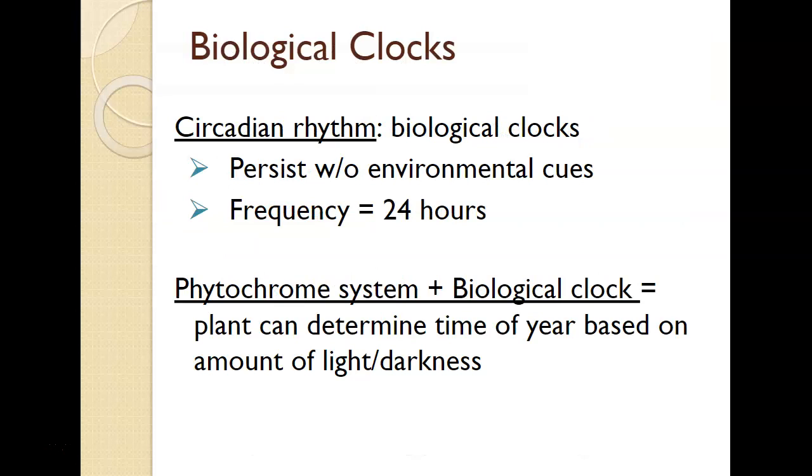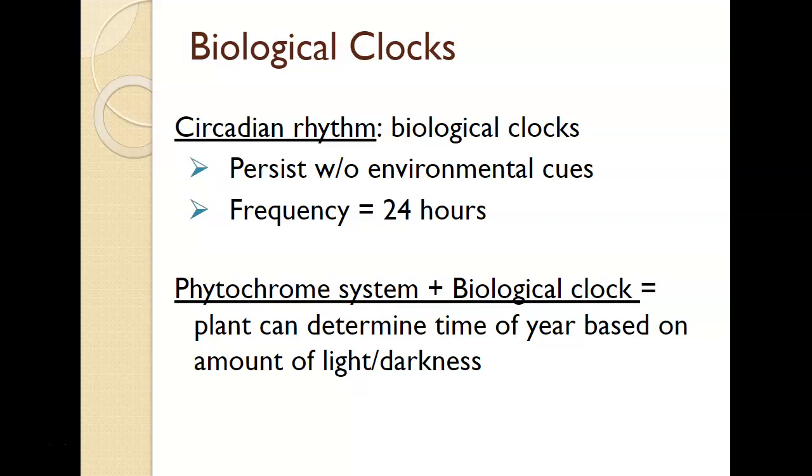What's interesting is that plants have biological clocks. We as humans have biological clocks as well. We have circadian rhythms, and that's why we typically exist on a 24-hour schedule, and we often persist in that without environmental cues. So if we had no concept of time, our bodies would naturally get sleepy and awake at the same time every day.